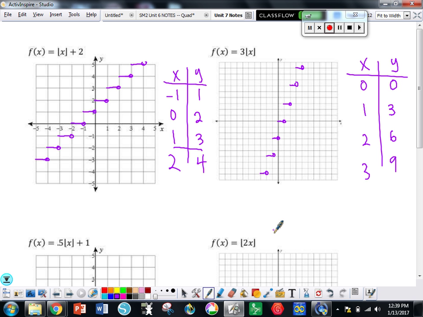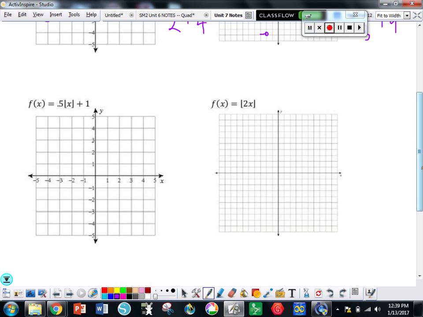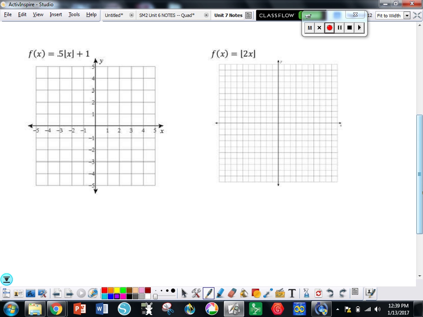It's not the funnest stuff we've ever done. It's not my favorite. So then let's try f of x. So x, y, 0, 1, 2, 3, 4. Let's see what happens here. If I plug in 0, 2 times 0 is 0. 1 times 2.